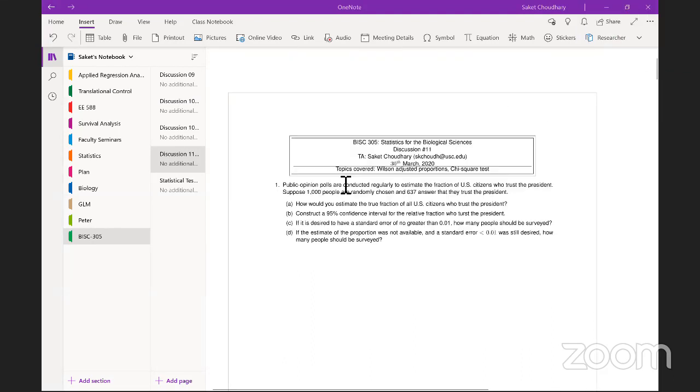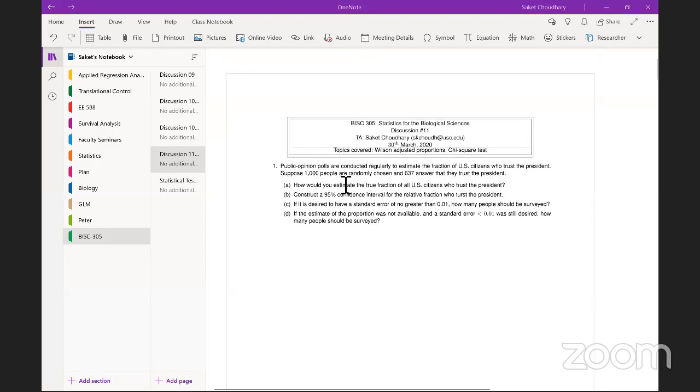So where we left off in the last week was essentially on this problem. We were given that there's a public opinion poll conducted, and there were 1,000 people which were randomly chosen. And around 637 of them answered that they're going to trust the president. So the first problem essentially asks us what the true proportion would be, right? And looking at this problem, the first thing that you would say is that I'm already given this proportion, and that proportion is going to be 637 by 1,000.